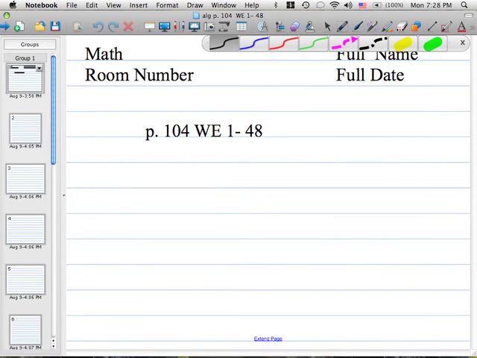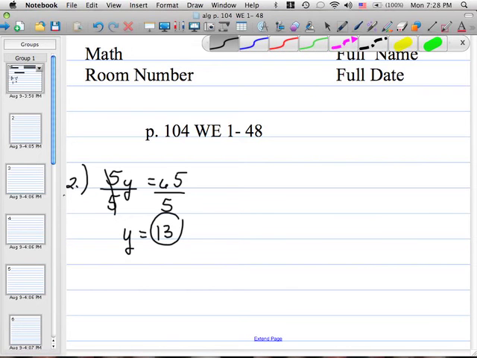So problem number 2. Copy it down. 5y equals 65. We're multiplying by 5. The opposite of multiplication by 5 is division by 5. Use one line of work for one line of your paper. The 5's make 1, so they cancel out, and we get y equals 13.